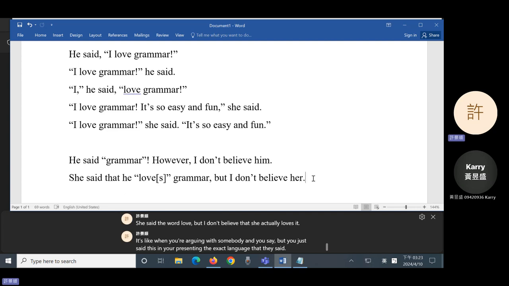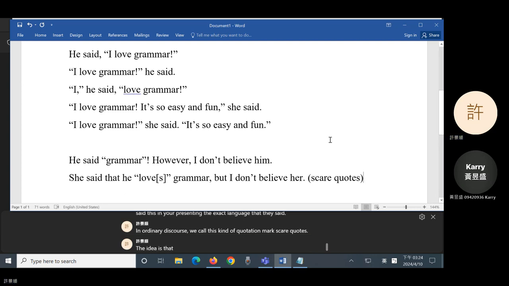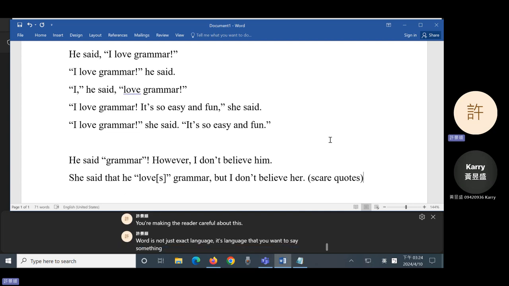In ordinary discourse, we call this kind of quotation mark scare quotes. The idea is that you're making the reader careful about this word. It's not just exact language, it's language that you want to say something about. So the reader should be careful and sometimes even scared when they come across this use of quotation marks.